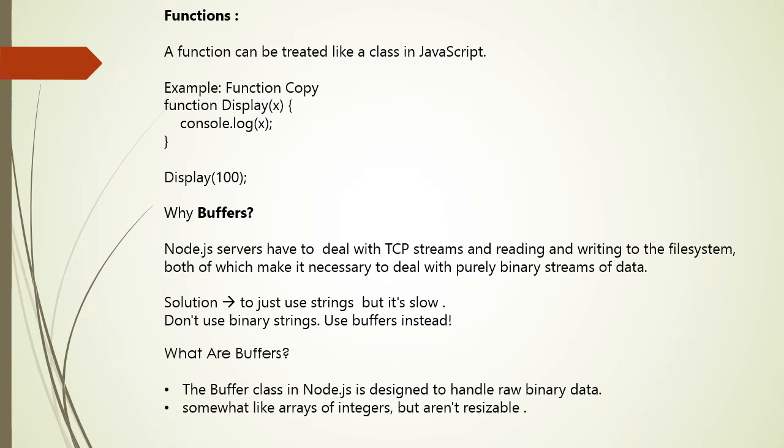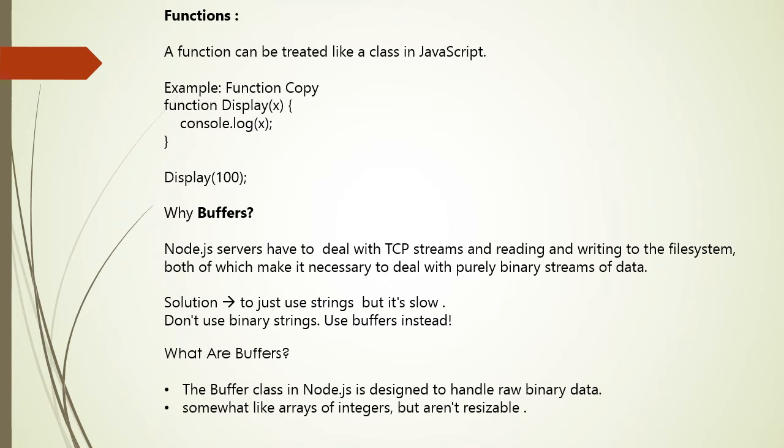One way to handle this problem is to just use strings anyway, which is exactly what Node.js did at first. However, this approach is extremely problematic to work with. It's slow, it makes you work with APIs designed for strings and not binary data, and it has a tendency to break in strange and mysterious ways. So don't use binary strings, use buffers instead. So what are buffers?